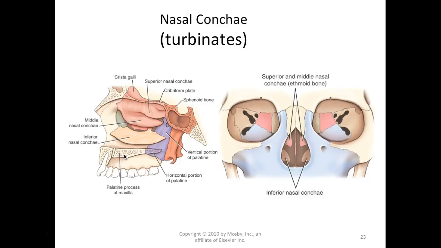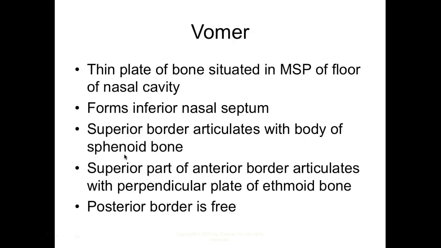And the horizontal portion of the palatine bone communicates with what, along with the palatine process of the maxilla. So your vomer. What is the vomer? It's a thin plate of bone situated in the MSP, the mid-sagittal plane, of the floor of the nasal cavity. It forms the inferior nasal septum, so it's the lower portion. When I show you a picture of it, you'll understand what I'm talking about.